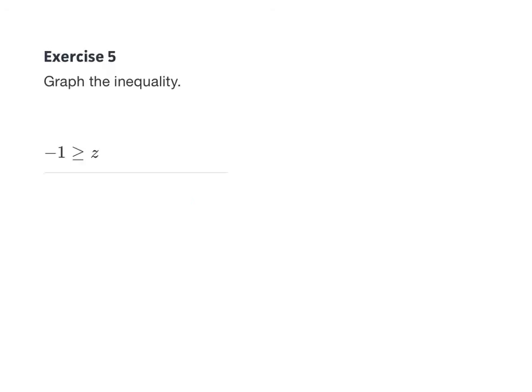Number 5, we're going to flip this. So if we take this equation and we flip it, that would be z less than or equal to negative 1. Now that we have it flipped, the inequality will tell us the direction. So here's my number line. Here's negative 1. Typically I want you to put a number on each side. This would be a closed circle heading to the left.